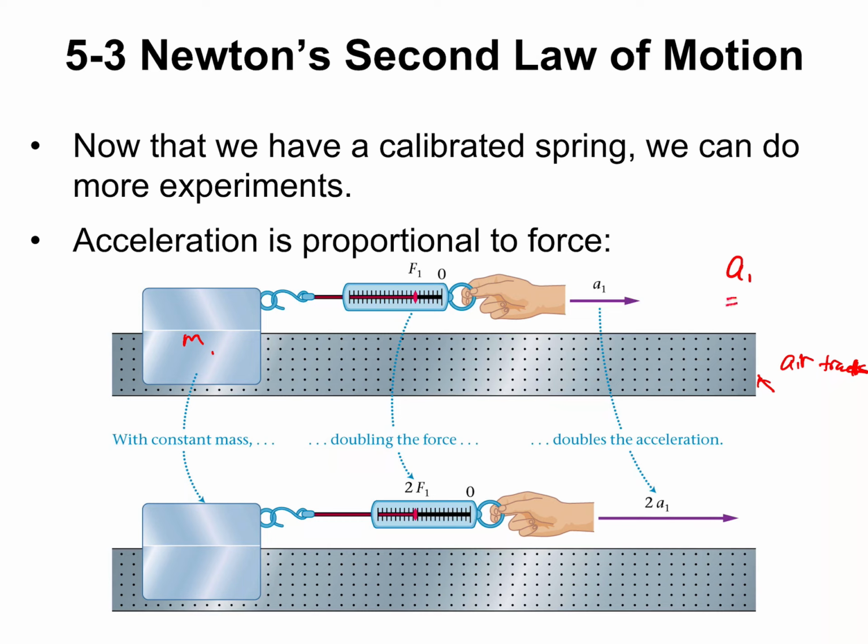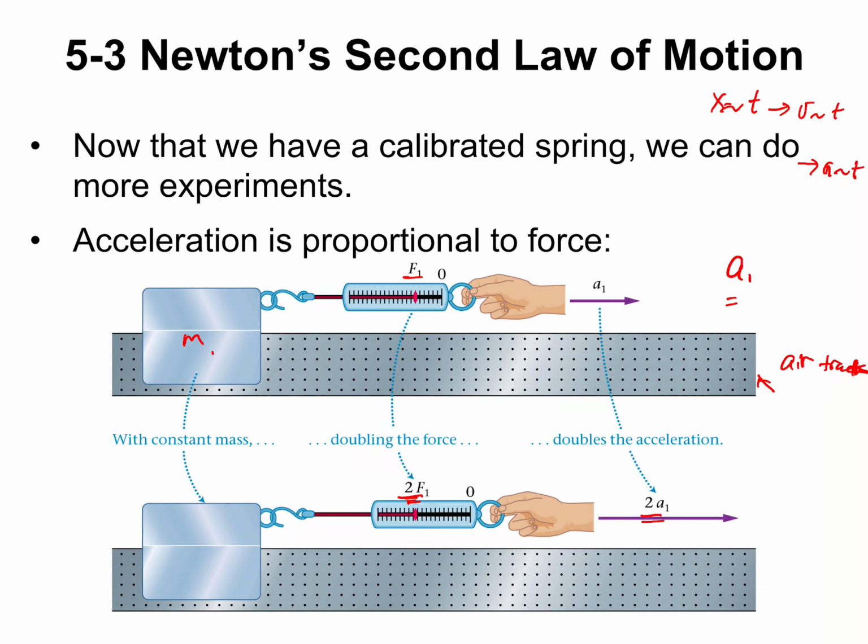So how do we figure out the acceleration? Well, we learned in chapter 2: if you can figure out the x-t relationship of the object, then from x-t you can figure out the v-t relationship. From the v-t relationship, you can figure out the a-t relationship. So you can figure out acceleration at any given time. Well, if you double the force, so this is F1, this is 2F1, it turns out acceleration doubles.